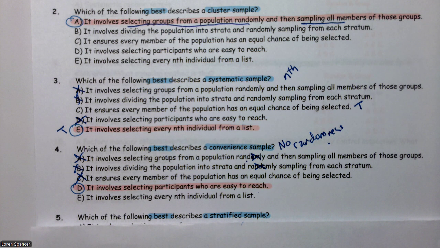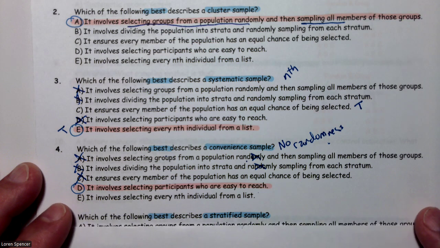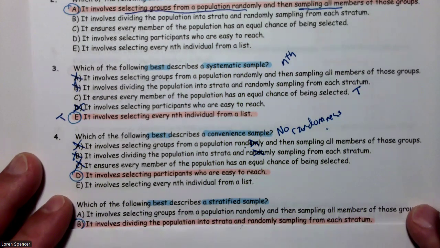You can't be in both groups. You're either a freshman or you're a sophomore. You're a junior, you're not a sophomore and a junior. You're one or the other. And then we randomly select from each group. Those groups that we divided into are known as strata.